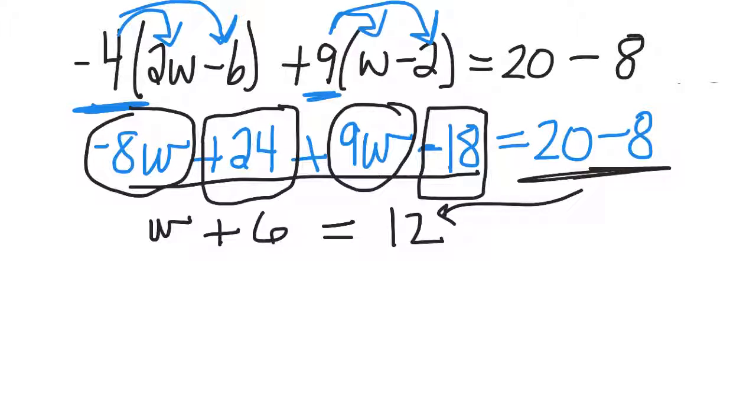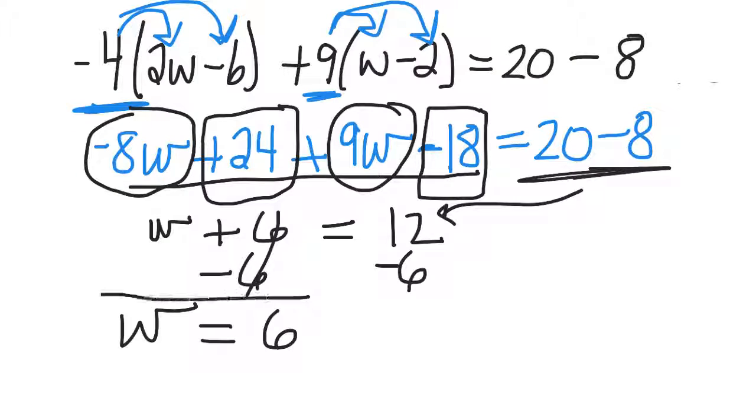So I've got w that has 6 added to it. So what I'm going to do is subtract 6, I'm sorry, from both sides, not w. We're leaving w where it is. And when I subtract 6 from 6, I get 0, so I'm left with w on this side. And when I subtract 12 minus 6, I get 6, so I have w equals 6 as the solution.